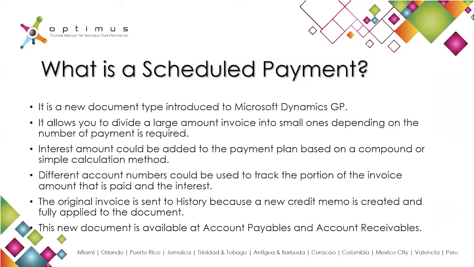For example, if you have an invoice of about $10,000 or $20,000, you can split it or divide it into smaller ones because you want to make several payments, for example about 12 payments or something like that. One of the benefits of this new kind of document is that you can incorporate interest, because it's like you are deferring the amount that is owed by you or your customer. You want to defer it, so maybe you can cause some kind of interest.